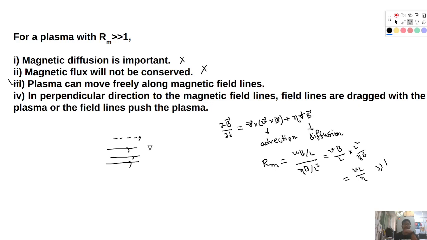But when your plasma is moving in this perpendicular direction, your magnetic field lines can be like this, right? That means you are dragging your magnetic field lines in a direction perpendicular to the initial configuration of the magnetic field, because of the movement of the plasma in that direction. So this will be your final configuration due to the advection term itself. So the third and fourth are both correct.